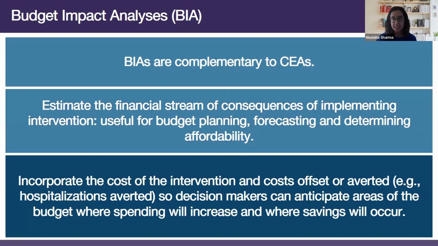BIAs incorporate the cost of the intervention as well as any costs averted. So if you're implementing an HIV testing and treatment intervention, you likely are averting hospitalization costs associated with persons with HIV who are out of care.